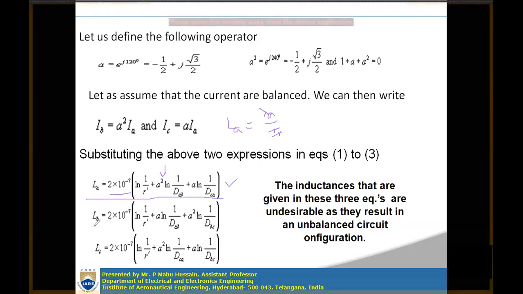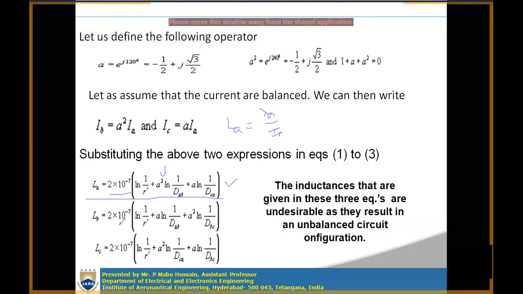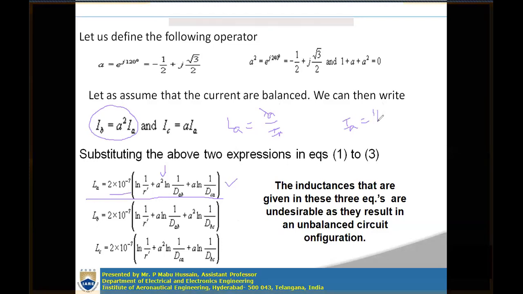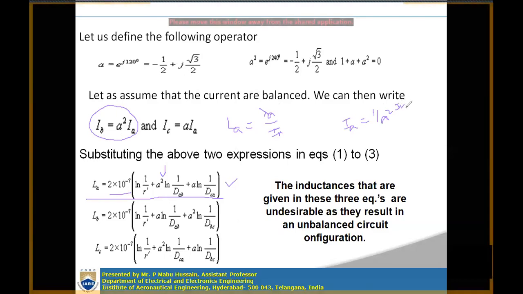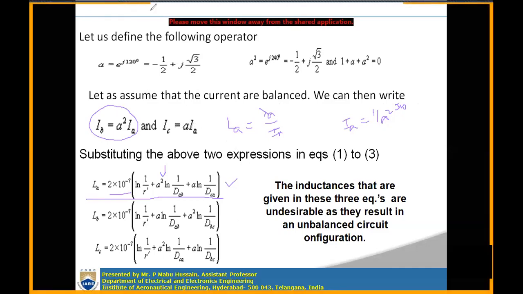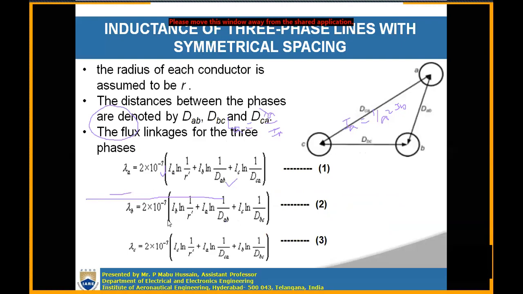Then for phase B, it will become 2 into 10 power minus 7 [ln 1 by r dash plus a into ln 1 by dab plus a square into ln 1 by dbc]. You have to do some mathematics now. From this expression, IA can be written as 1 by a square into IB, and IC as a into IA. Those values you have to substitute in the previous expression.